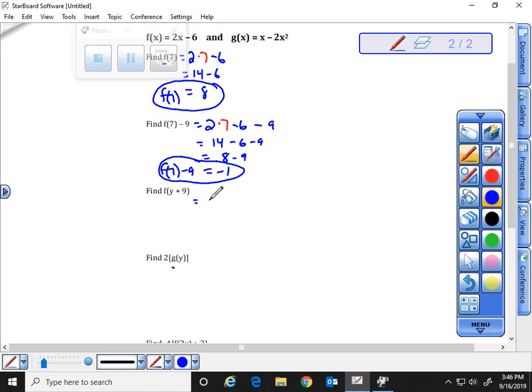This one here, it's going to be 2 times y plus 9 in for x, minus 6. Distribute the 2 throughout, gives me 2y plus 18 minus the 6. Combine your like terms to give me 2y plus 12.